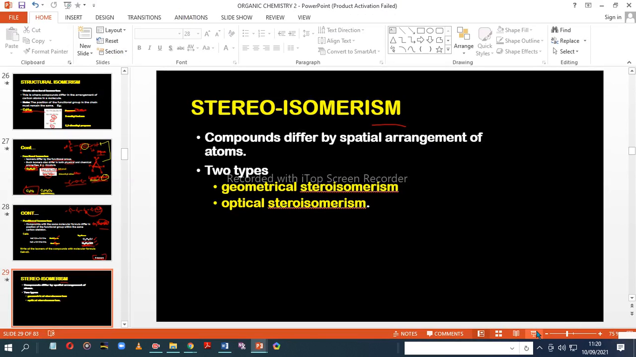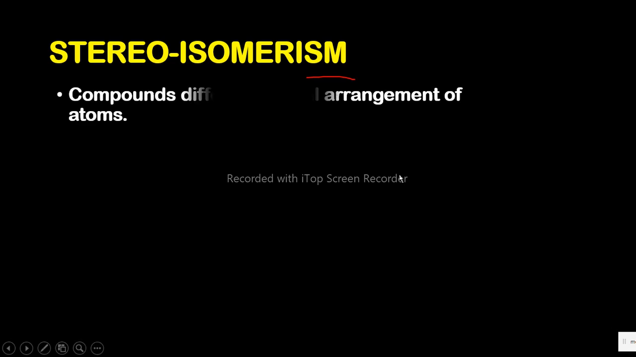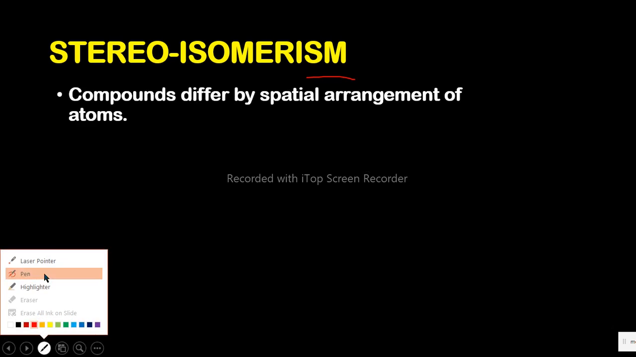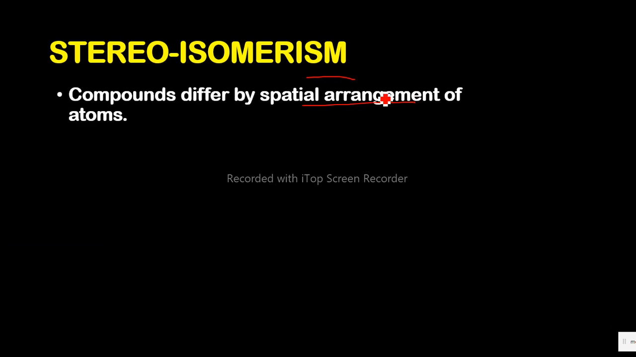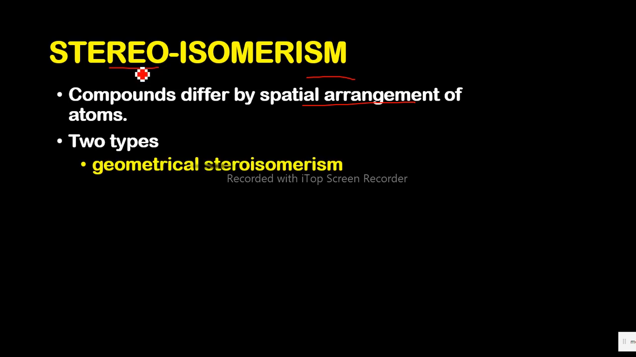So the difference is in how these atoms are arranged in space, and it gives what we call stereoisomerism. And there are two types. One is geometric isomerism, and the other one is optical isomerism. This is some interesting stuff that we should pay enough attention to here.